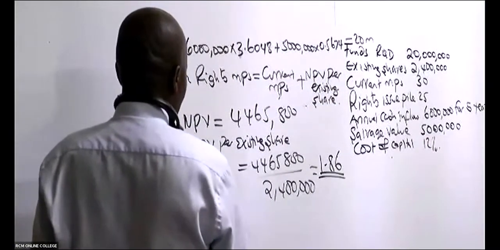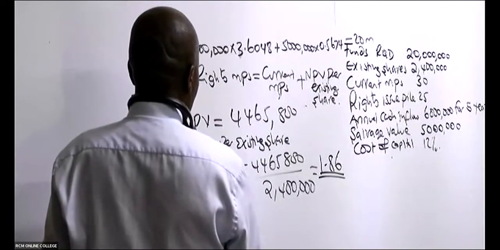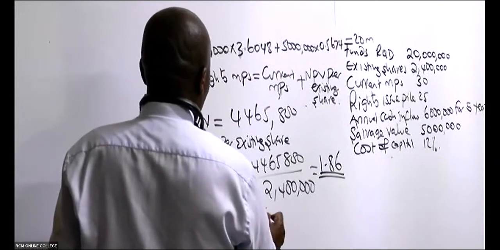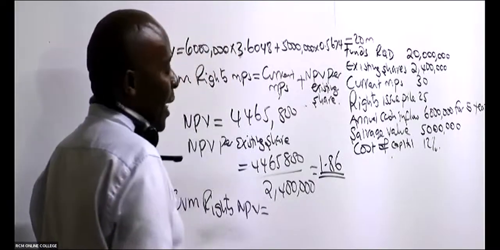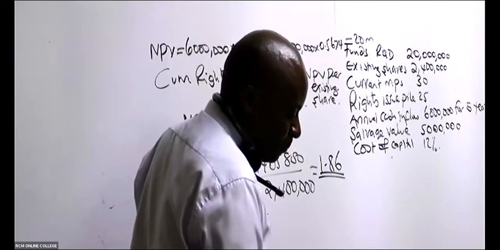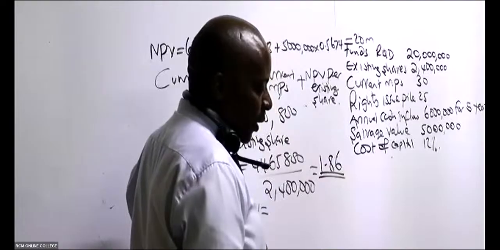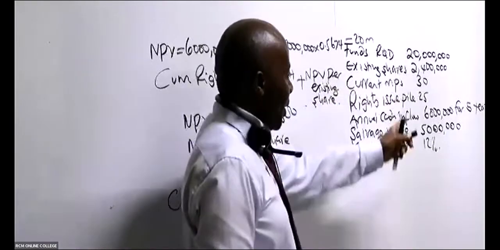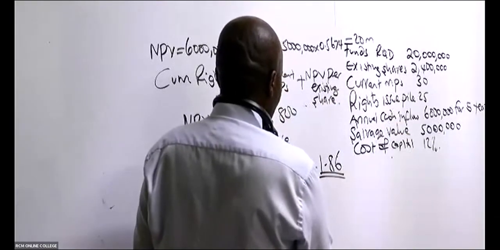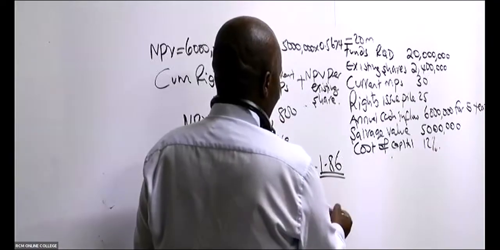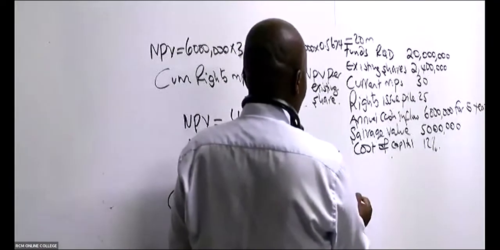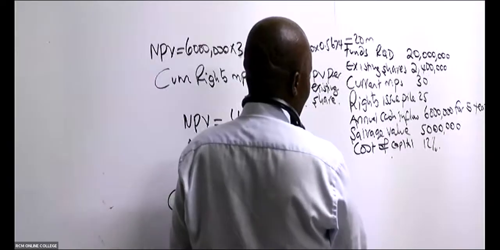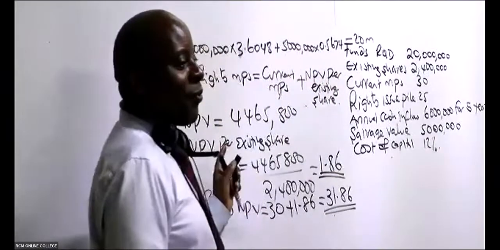With these rights, the NPV will be equal to, what is the current market price per share? Yeah, it is 30. Current market price per share is 30. So you take 30 plus 1.86, isn't it? Which will end up giving me 31.86. Please don't forget this.